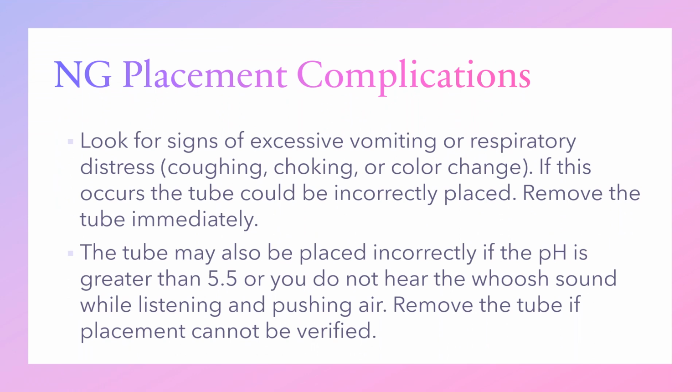NG placement complications. Look for signs of excessive vomiting or respiratory distress, coughing, choking, or color change. If this occurs, the tube could be incorrectly placed. Remove the tube immediately. The tube also may be placed incorrectly if the pH is greater than 5.5 or you do not hear the whoosh sound while listening and pushing air. Remove the tube if placement cannot be verified.